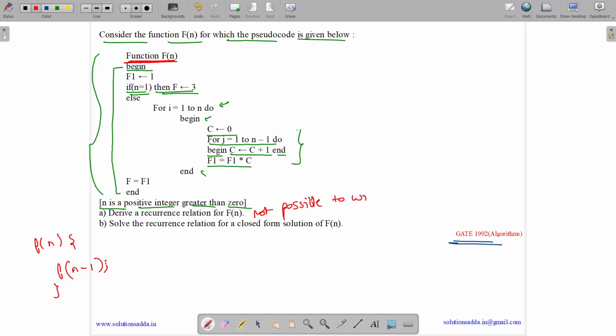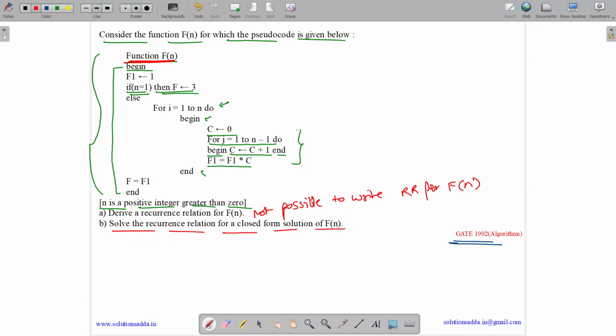So here it is not possible to write a recurrence relation for f of n. Okay, if it had been recursion, we could easily write the recurrence relation. Now let us see option B. Option B says solve the recurrence relation for the closed form solution of fn. So there is no recurrence relation, so we can't solve it. But we can get a closed form solution for fn. It is basically asking what this code is actually computing.